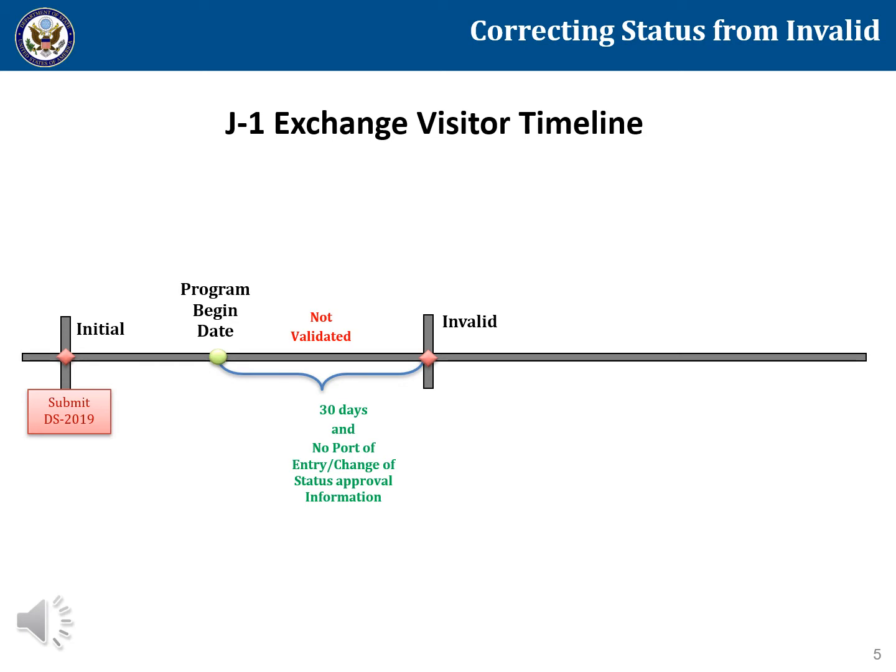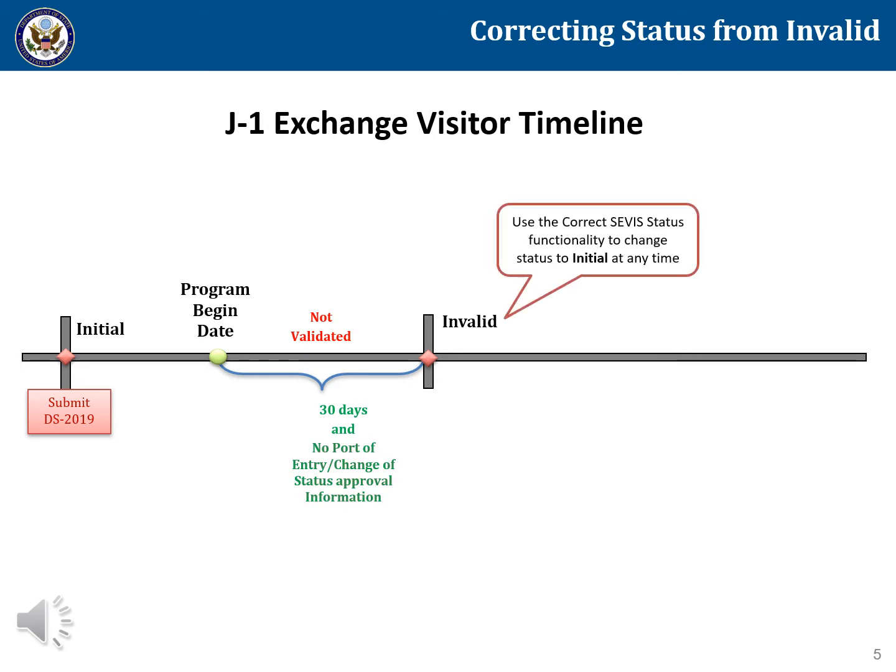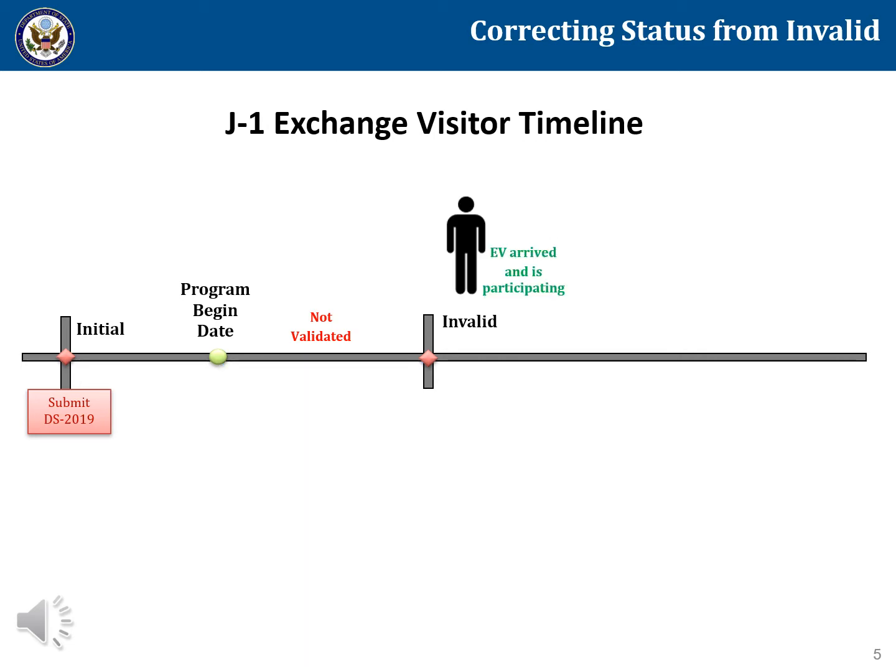If you want to change the status of an exchange visitor's record from invalid back to initial because the exchange visitor has not entered the United States, you have the ability to use the correct SEVIS status functionality at any time if the record does not contain port of entry or change of status approval information. If an invalid record contains this information, or if the exchange visitor has arrived in the United States and is participating in their program, the status of the exchange visitor's record must be changed to active. It is okay if the record does not have a validation event.